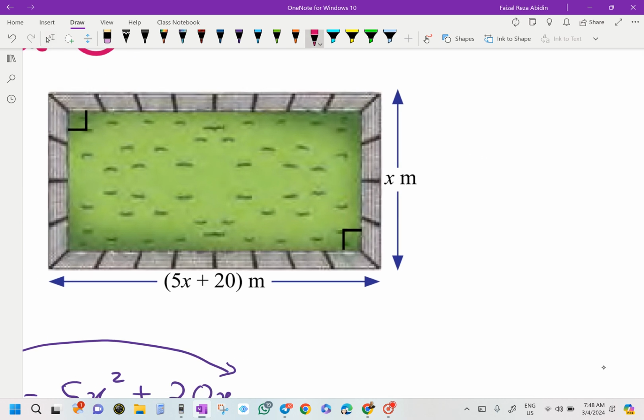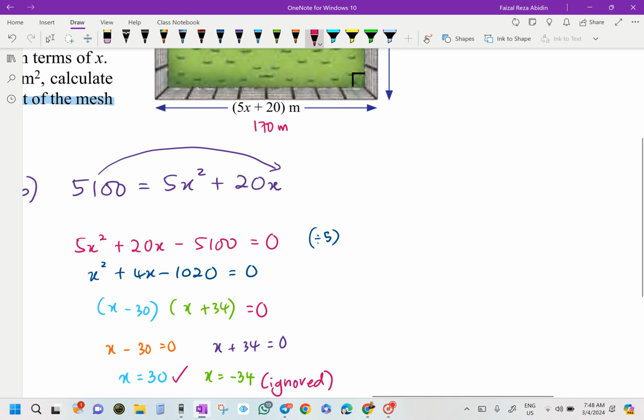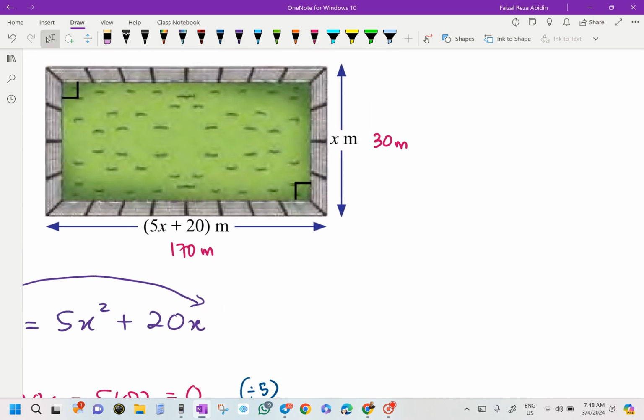By substituting into our x, this is going to be our width, so you are going to get 30 meter. The length, 5 times 30 is 150, 150 plus 20 is 170. Understood? By substituting the value of our x just now. Okay. So just now I mentioned we are going to find the length, so it's going to be the perimeter.